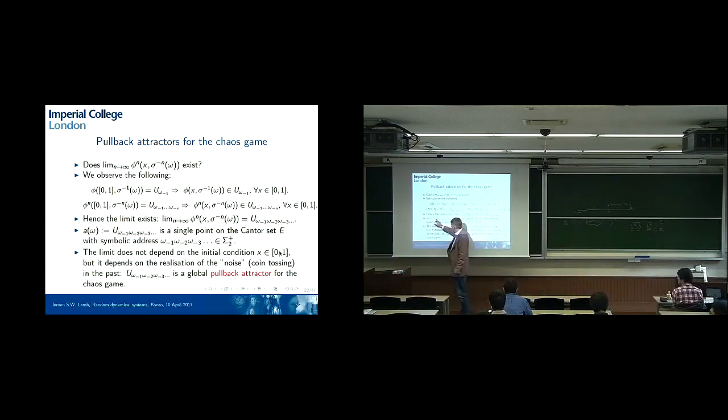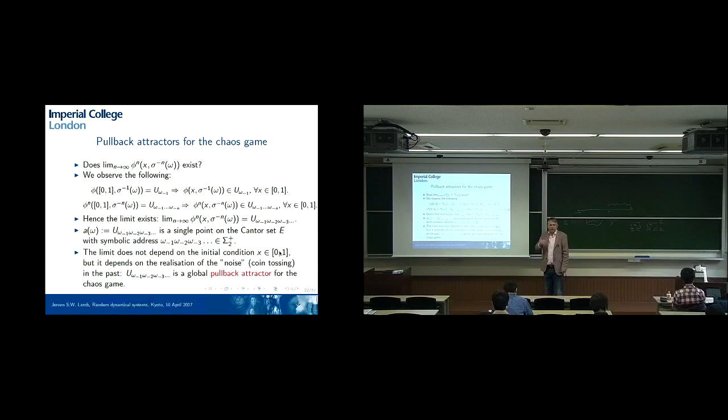A omega is the pullback attractor, depending on the past. It's a single point in the Cantor set. So if I knew everything about the past, then I know where, if I started in the past with some point, it would converge to. So things from infinity in the past converge to something. That's quite surprising. So we have no idea what happens in the future.